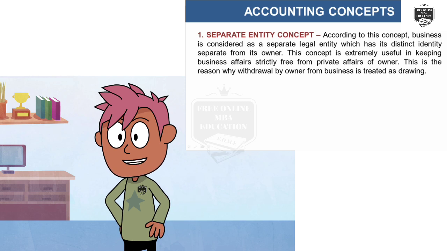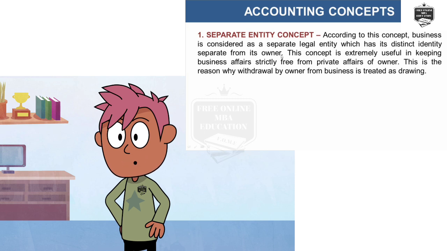According to this, business is considered as a separate legal entity which has its distinct identity separate from its owner. Okay, so whenever business is formed, the owner and the business must be treated as separate entities. They must not be seen as a single person. Okay, so business is having its own legal identity.